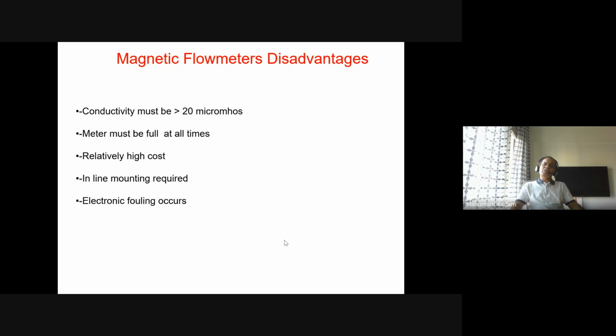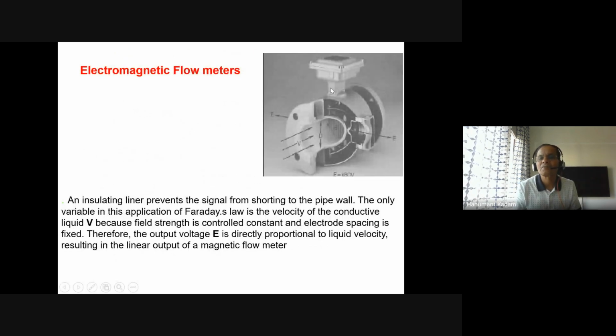So what are their limitations? We can say disadvantages, limitations. As I told, conductivity must be greater than 20 microsiemens. As I told, your fluid has to be conducting. Then your meter must be full at all times, meaning inside the meter area. I am talking about this. This is the meter area. This should be full and not going half. So definitely the reading will be less, will not be correct. It should have the complete pipe full across this.